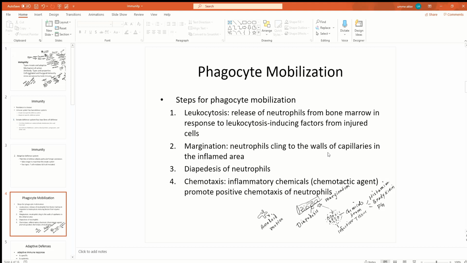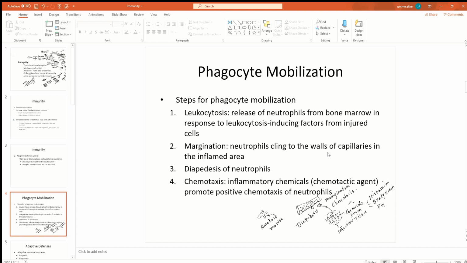Where? Which way? Towards the site of infection or inflammation. And why will the white blood cells move that way, not the other way? Because of these chemicals, right? The change of chemical environment here, and that attraction is called chemotaxis. Chemical attraction, chemotaxis.